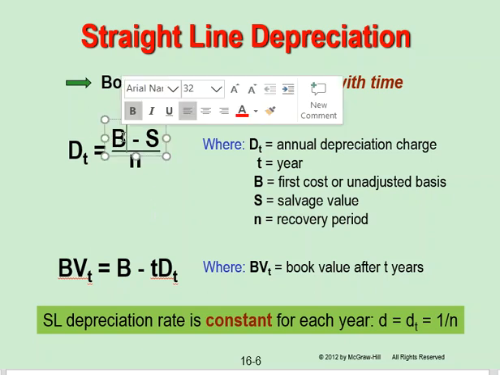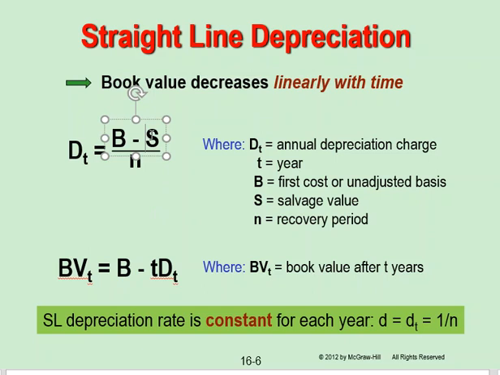It's the first cost, okay? What is S? S is the salvage value. So how much you are going to sell it after 5 years? Let me repeat this. B is the first cost. S is the salvage value after N period, not after a year or two, after N period. That means after the life of the asset is done, is up.